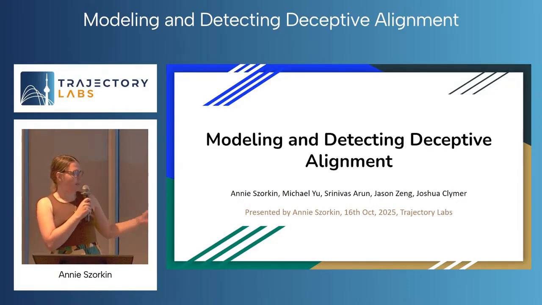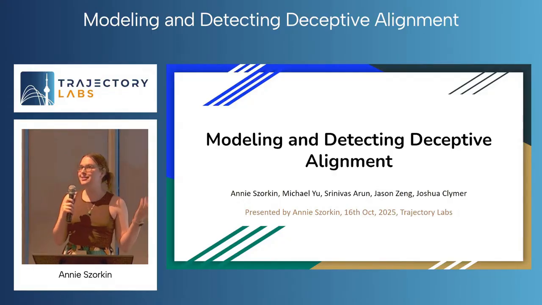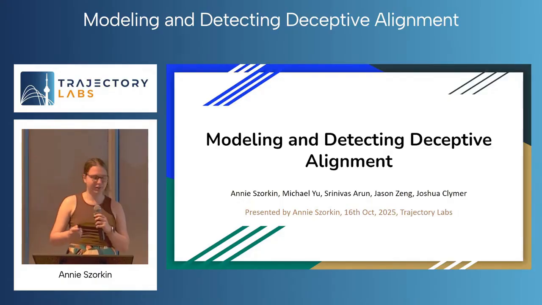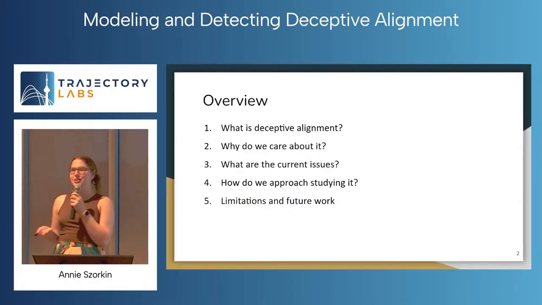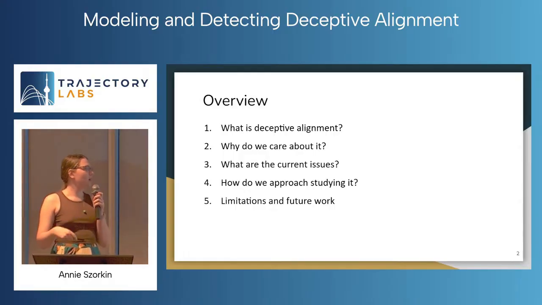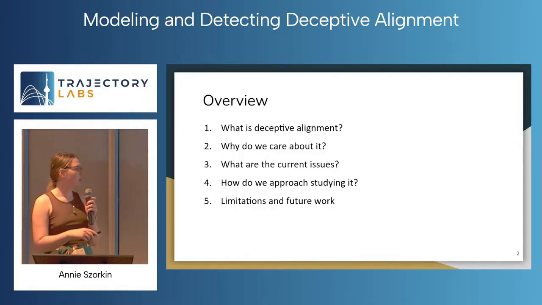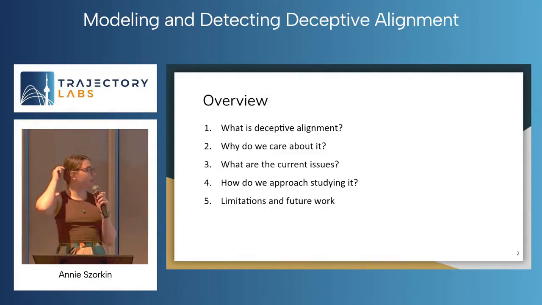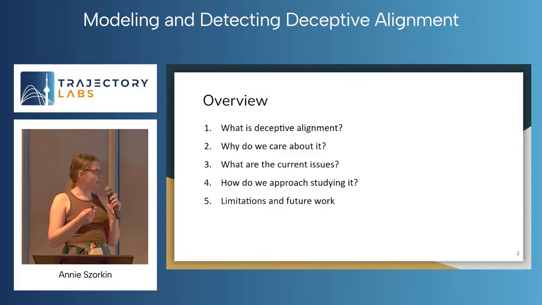So today we're going to be talking about modeling and detecting deceptive alignment. We're going to start with what is deceptive alignment? What are we talking about in the first place? Why do we care about it? What are the current issues? And what do we intend to do with it?